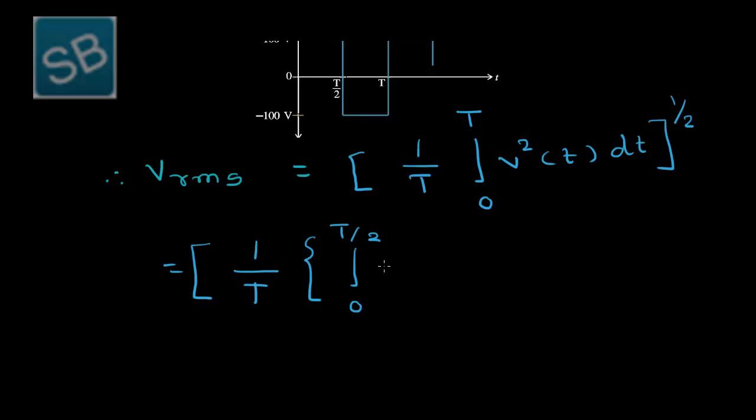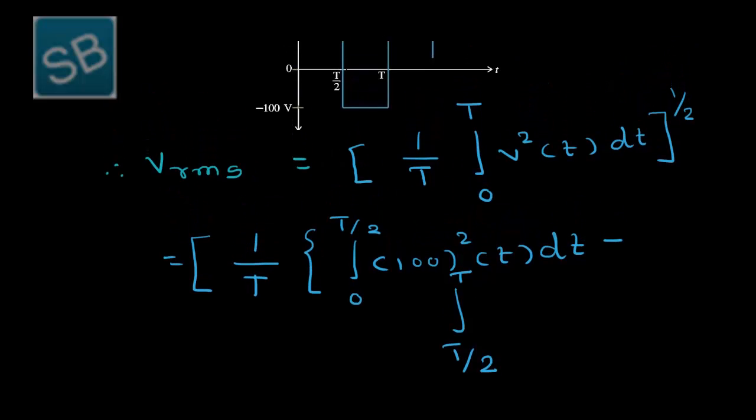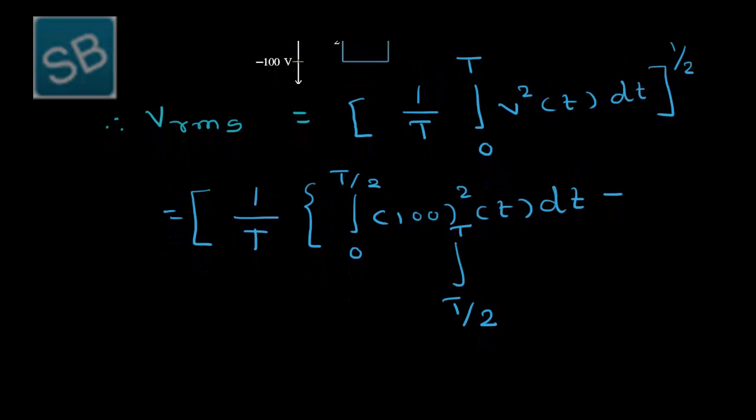It is 100 volt. So 100 square dt, minus, T by 2 to T. So we have partitioned the integration into two parts, meaning 0 to T by 2 and from T by 2 to T. So here we have considered two sections, and the second section is T by 2 to T, and here if you see the value of voltage, then it is minus 100.